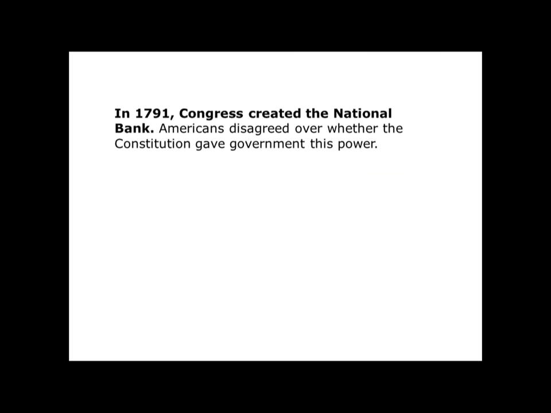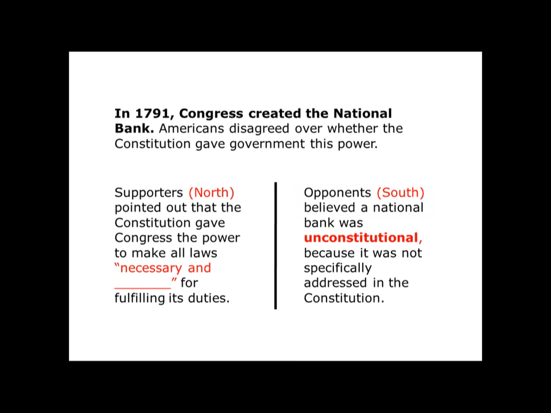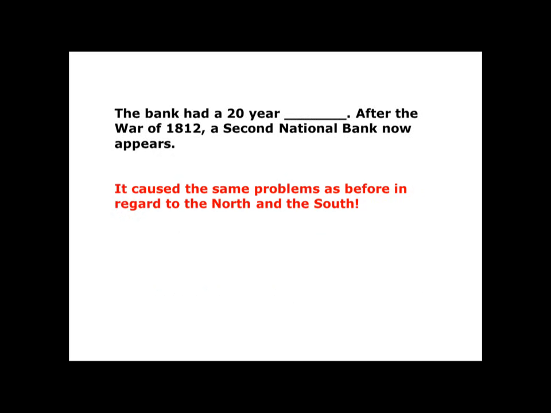In 1791, Congress created the National Bank. Americans disagreed over whether the Constitution gave government this particular power. Supporters in the North pointed out that the Constitution gave Congress the power to make all laws necessary and proper for fulfilling its duties. Opponents in the South believed a national bank was unconstitutional because it was not specifically addressed in the Constitution. So again, we're arguing over a strict or loose view on how to read the Constitution.